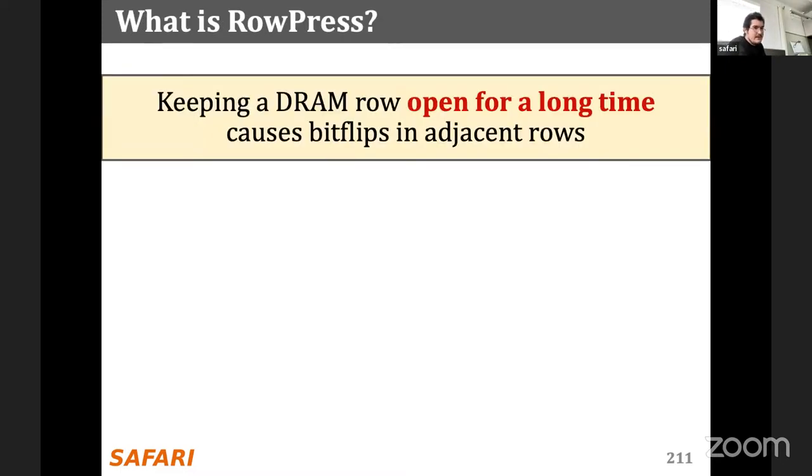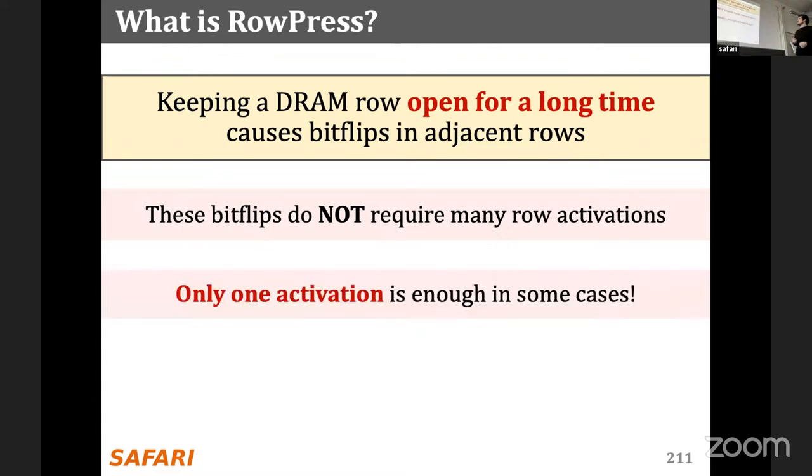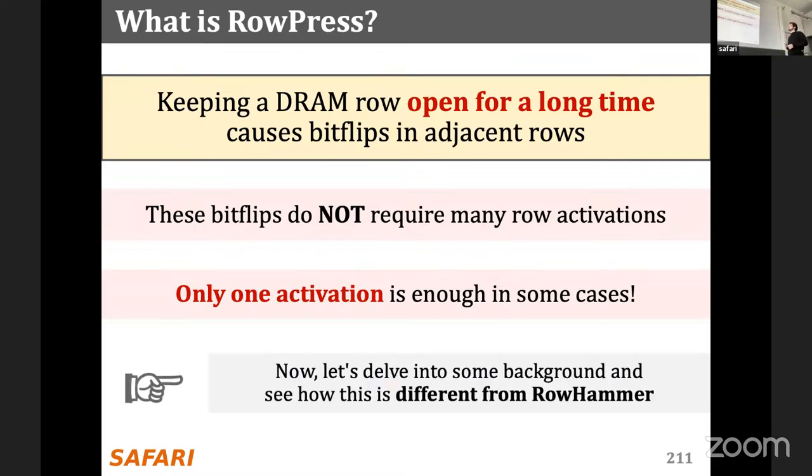So what is RowPress? If you keep a DRAM row open for a very long time, it causes bit flips in adjacent rows. Causing bit flips in adjacent rows is similar to RowHammer, but keeping the row open for a long time is the different part. And the key thing about this phenomenon is that you don't require many row activations, actually. Only one activation is enough. If you keep the row open long enough, you will induce bit flips in neighboring rows.